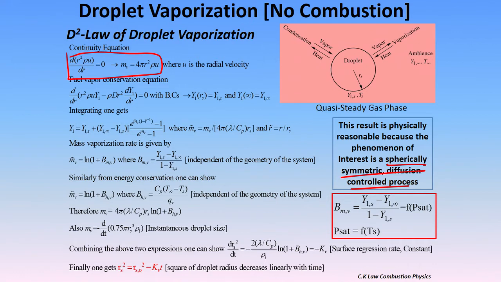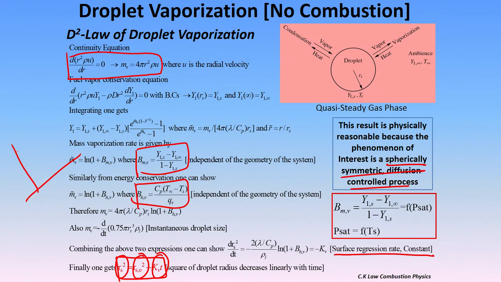Here you see that some of these terms are called the heat and mass transfer numbers. Again, not going into the details of all these things. Ultimately let us focus on the answer: the regression of the droplet diameter is given in terms of the initial diameter and some factor k, which is called the surface regression rate, which is constant. So if you plot it, you will get a curve of Rs square by Rs0 square, where the slope of this curve will be given by kv.